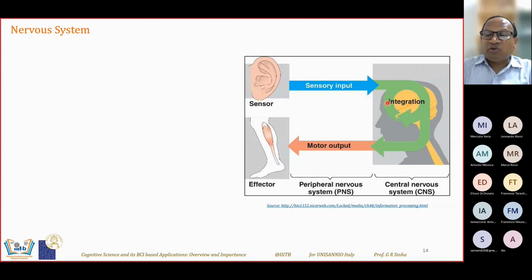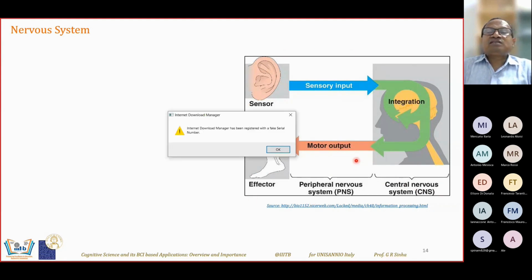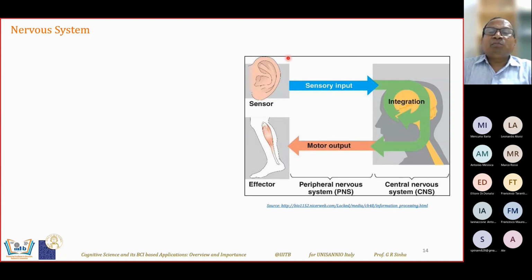So this area which includes your human brain is called the central nervous system. And what is outside your brain, which is either for input or controlling the external thing, is all under the peripheral nervous system. So both are under the nervous system.